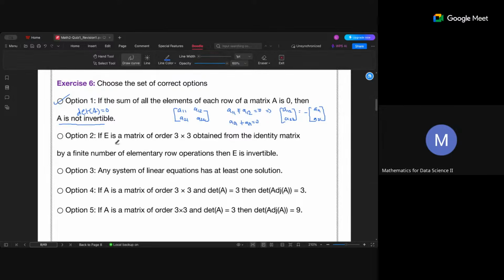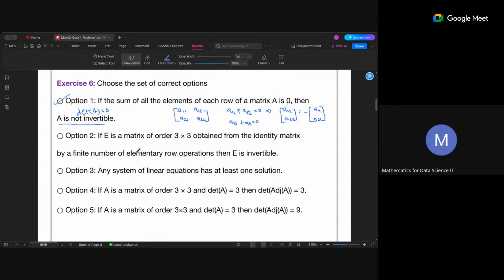Okay. Fine. If E is a matrix of order 3 by 3 obtained from the identity matrix by a finite number of elementary row operations, then E is invertible. What do you say? Yes, ma'am. The determinant.